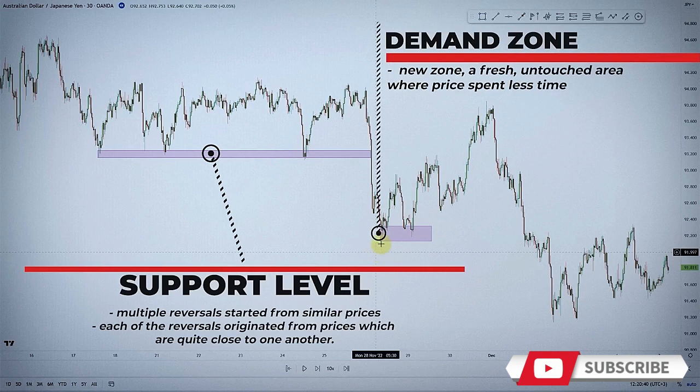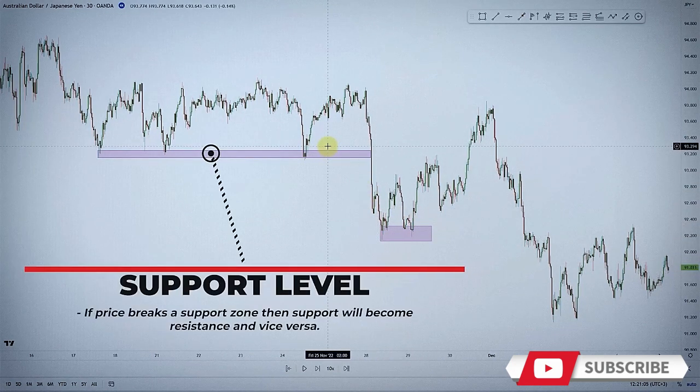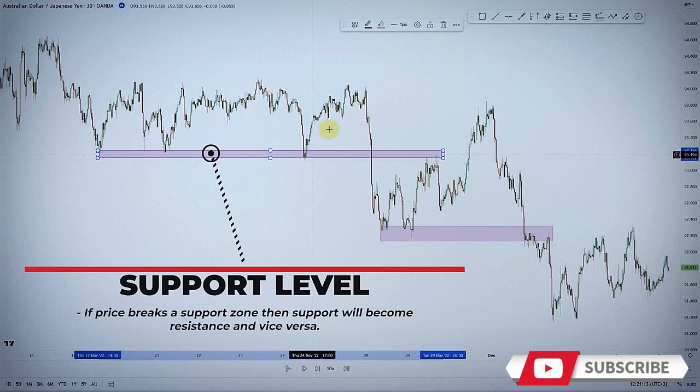Now, when trading supply and demand, things are different. If you want to day trade using this concept, you'll mainly look for new zones. A supply or demand zone is a fresh, untouched area where price spent less time. You don't watch the history of a market for the validity of the zone. You don't wait for multiple retests of the same area. Another difference: if price breaks the support zone, then the support will become resistance and vice versa. This is a common day trading strategy, which is actually very powerful when traded correctly.